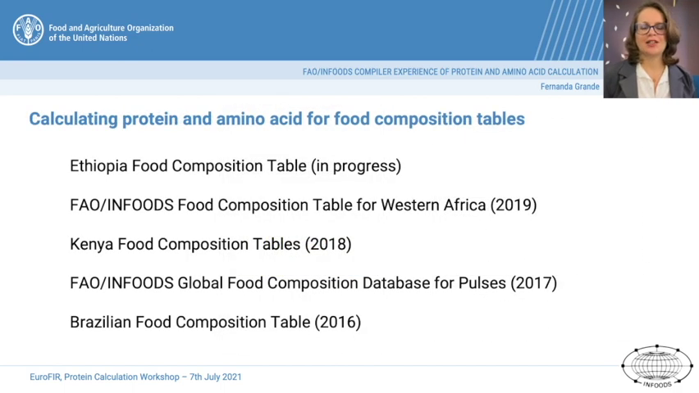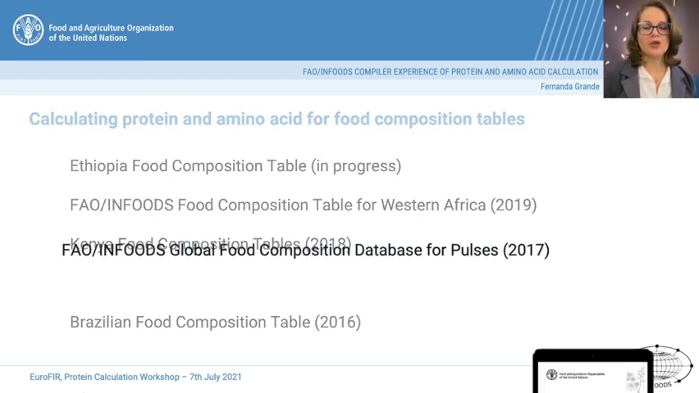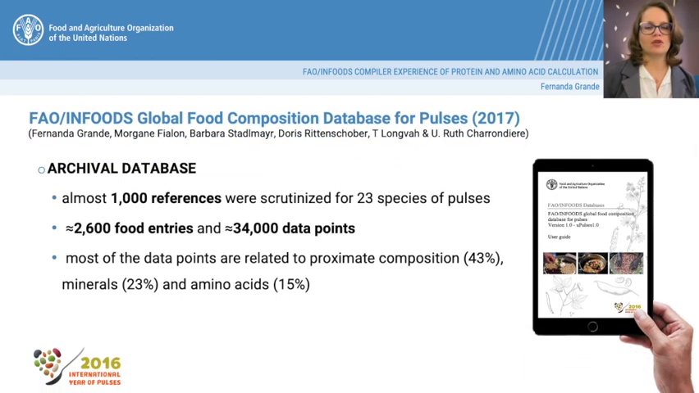As a food composition data compiler, I have compiled and calculated protein and, in some cases, amino acid data for the food composition tables listed here. The approach used in all cases was the indirect method, using total nitrogen values and a specific conversion factor as recommended by FAO INFOODS whenever possible to calculate the protein content in the different foods. I will use the FAO INFOODS Global Food Composition Database for pulses as an example, but the methodology and challenges are the same for the different databases.